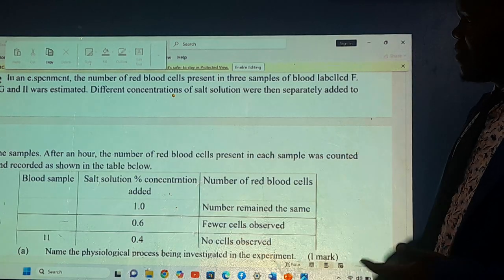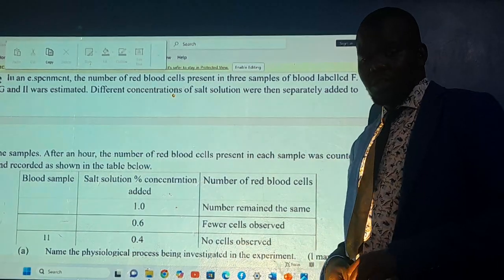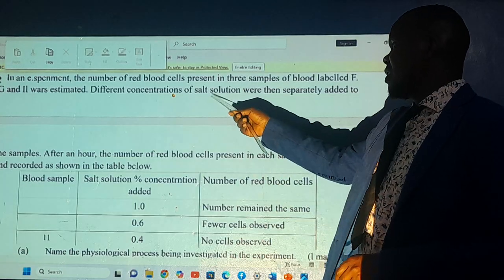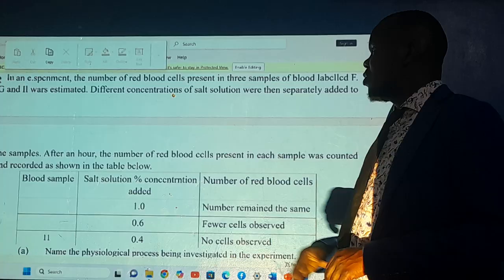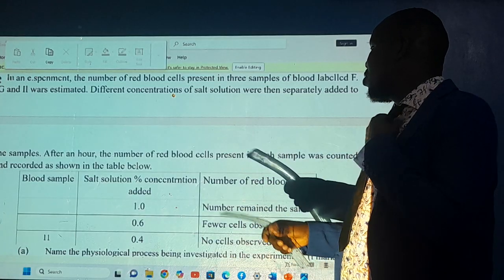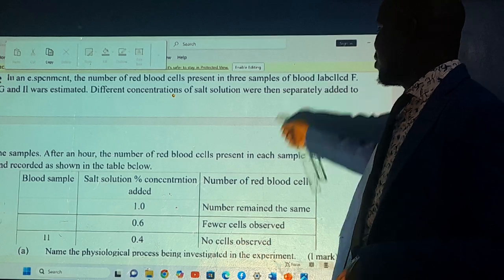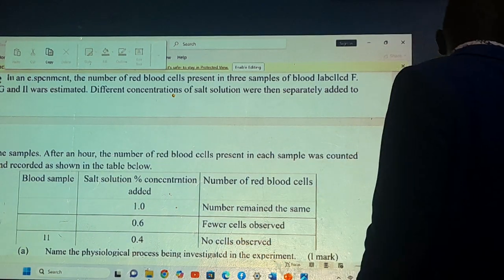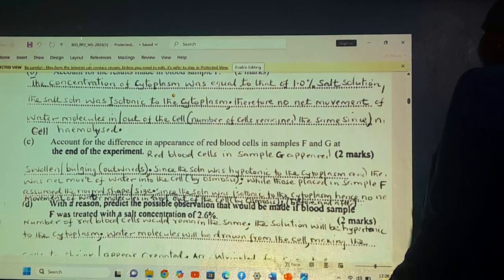This process, if you name it wrongly, the rest of the questions will become 0. So you have to be very keen with the process. The process here that we are dealing with, you can see this one is a hypertonic solution. Then you have a red blood cell which is being used, an animal cell rather than a plant cell. So the process should be osmosis. You get your first mark.